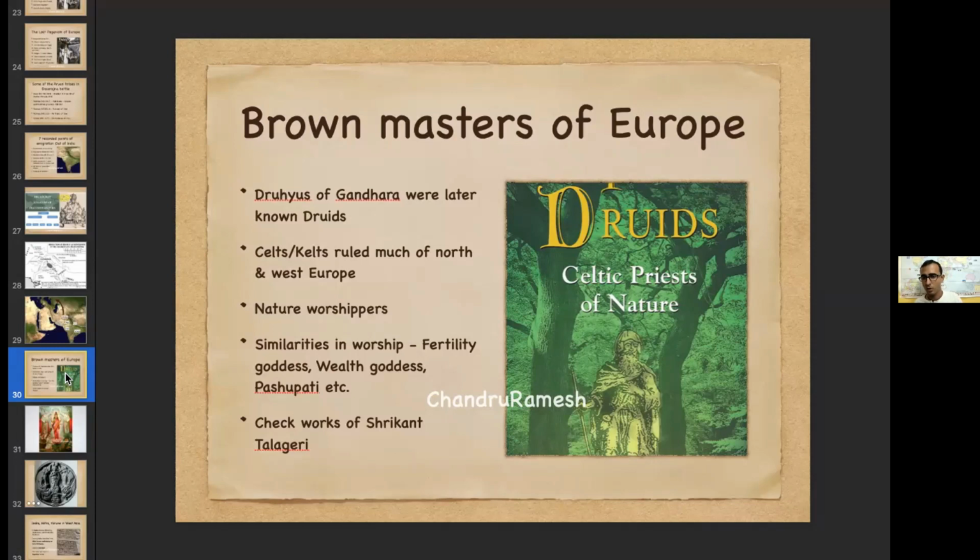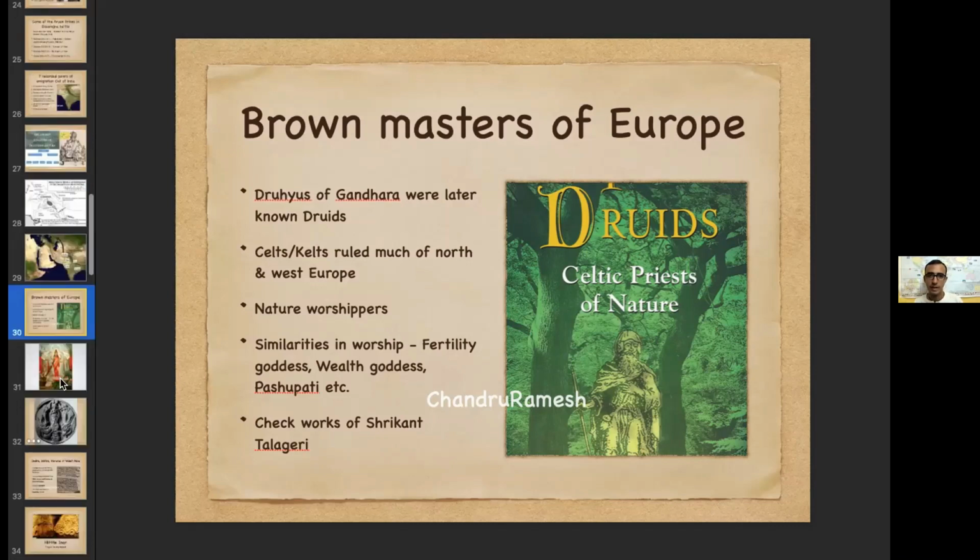This is not something which I am promoting. You can check the works of Shrikant Talagiri, available on Amazon. He has done in-depth research on how the Druhyus had to migrate, and how they took the culture they had in ancient times and introduced it to several parts of the world. Therefore, you can see that the Druhyus had worship of Lakshmi. They had the worship of Mithra. I'll explain in the coming slides. So these things were carried as far as Europe.